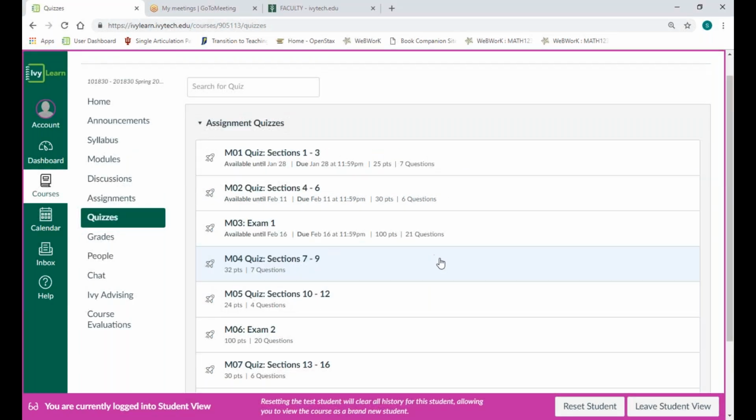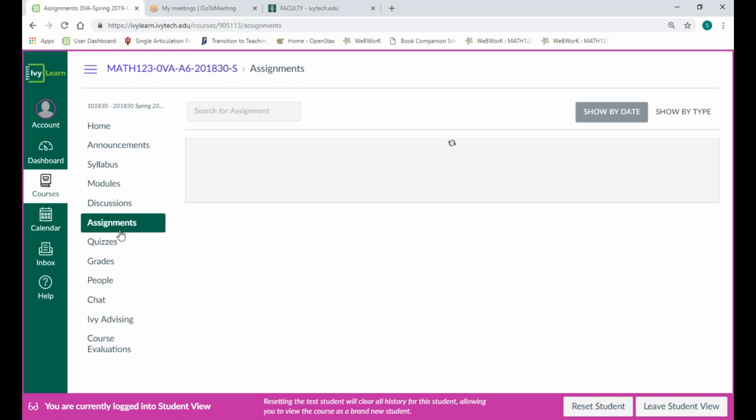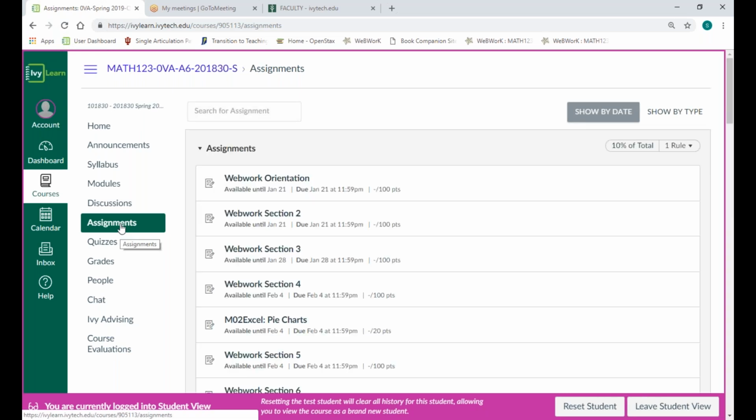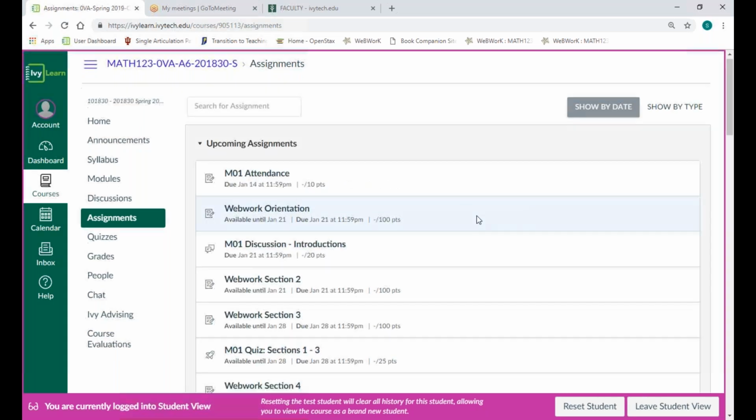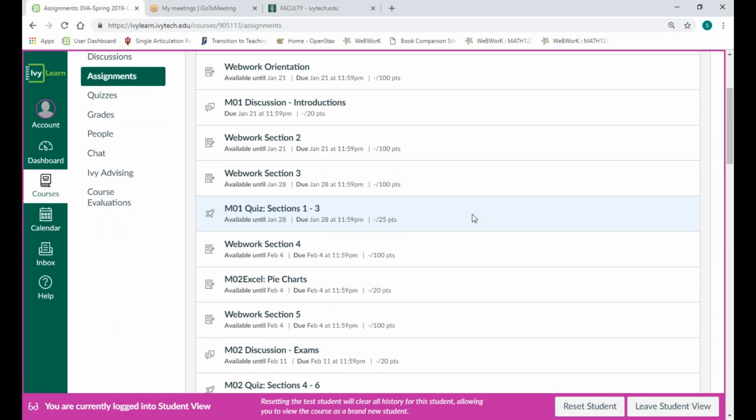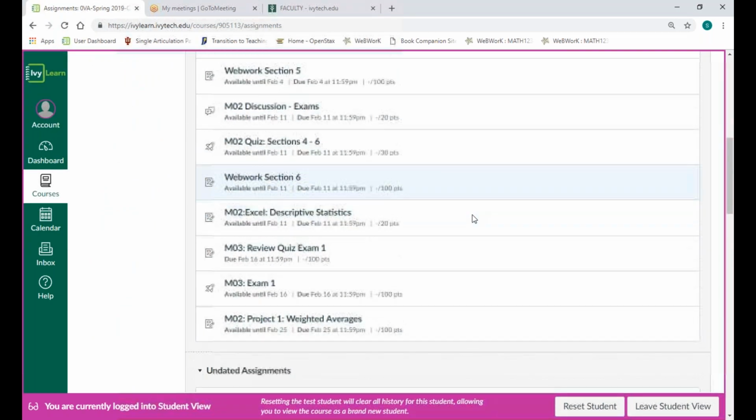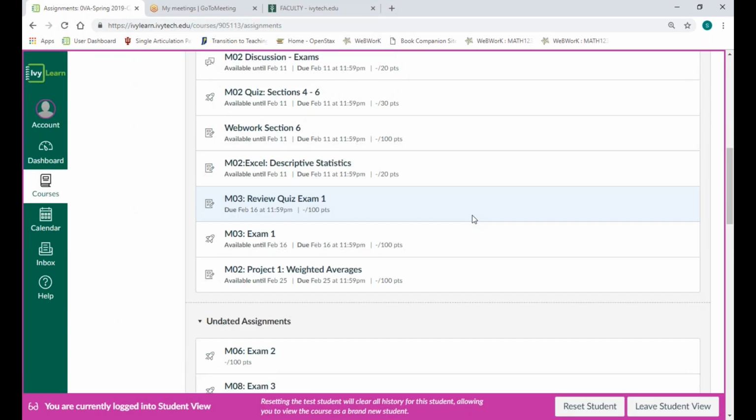But feel free, you can most likely work ahead. There's no issues working ahead. Okay, if I go back under assignments, it's going to give me a list of everything. Right now it's listing everything according to due date, so it's listing it in the order.